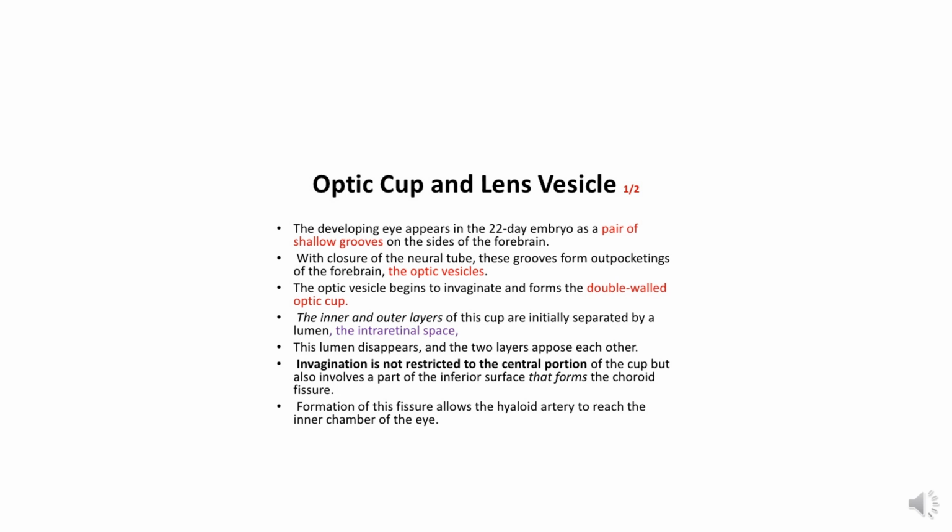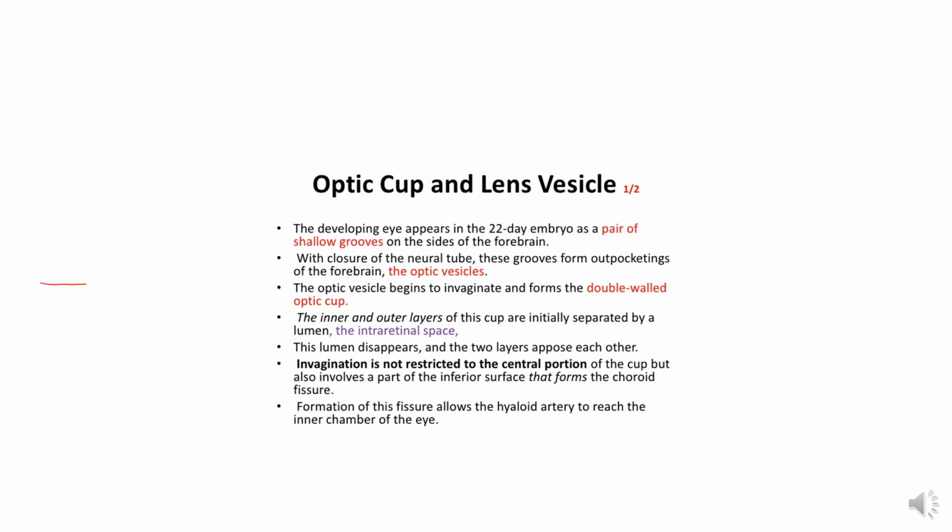Now, as you know, the developing eye appears on the 22nd day of development of the embryo as a pair of shallow grooves on each side of the forebrain. Now with the closure of the neural tube, these grooves form outpocketings of the forebrain. These are the optic vesicles. The optic vesicle begins to invaginate and forms a double-walled optic cup. Now this optic cup has an inner layer and an outer layer. Initially, these two layers are separated by a lumen, known as the intraretinal space.